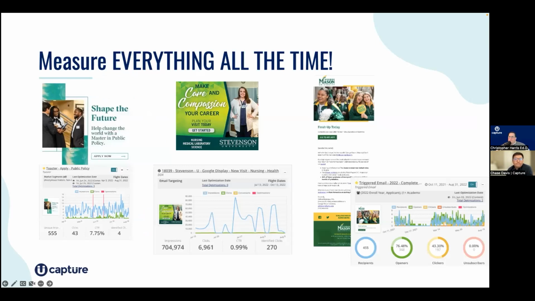So one of the things that we talk about is measure everything all the time. And these are just a couple examples here of some of the deployments that we have on a couple of different websites. One's a pop-up, toaster pop-up, and one's an email, those kinds of things. But if you can't measure it, you can't weaponize it. For lack of a better term, you can't. Your counselors would be flying blind.